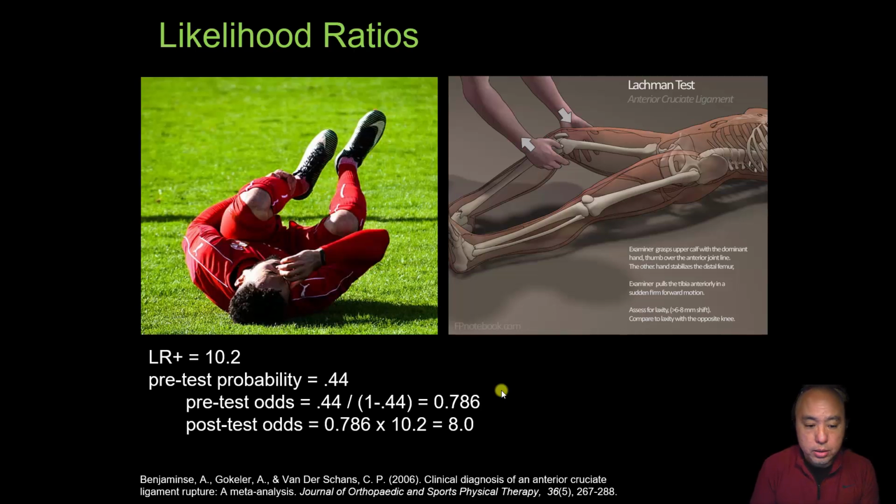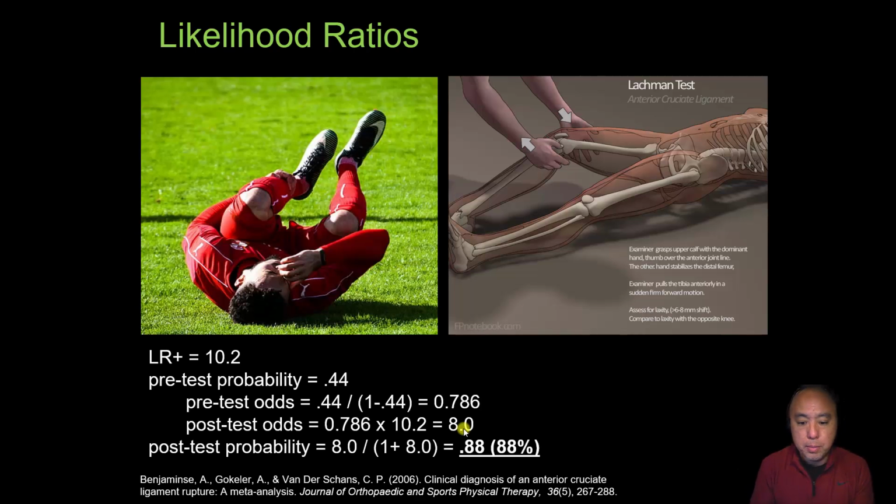Convert that to odds. The pre-test odds for 44%. You can calculate this using this equation, which is probability divided by 1 minus probability, and the odds is 0.786. You can then multiply those pre-test odds by the positive likelihood ratio, in this case 10.2. That's what I've given here, and that gives us the post-test odds. That means the odds of the person having an ACL injury is 8-to-1, which conversely, if you were to convert that into probability, is 88%. There's an 88% probability that this person has a torn ACL given a positive Lachman's test. That's what the positive likelihood ratio gives you.